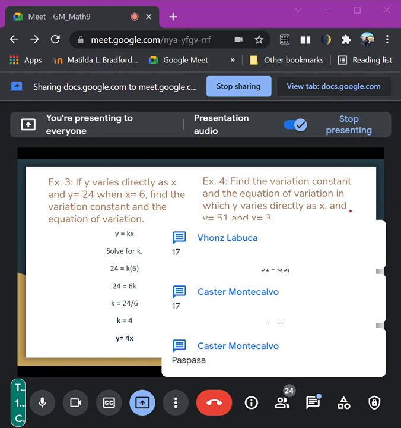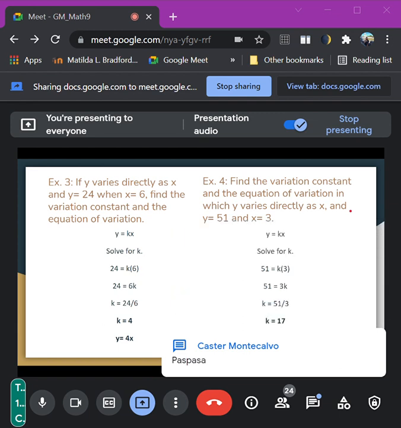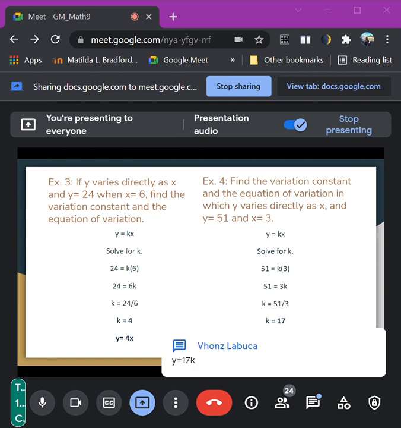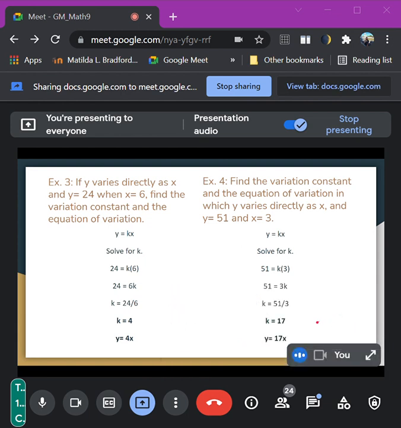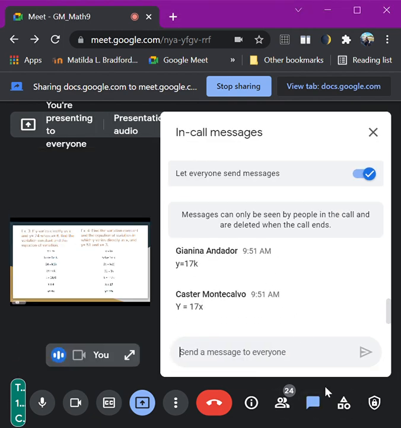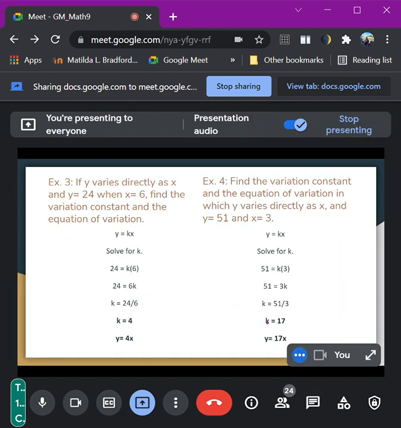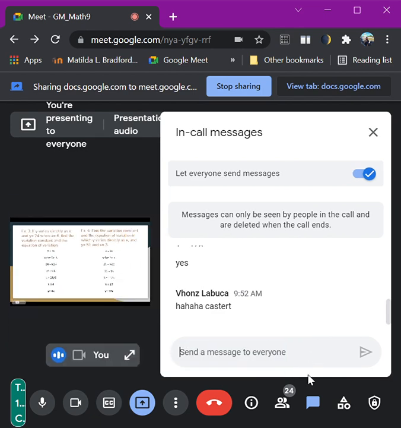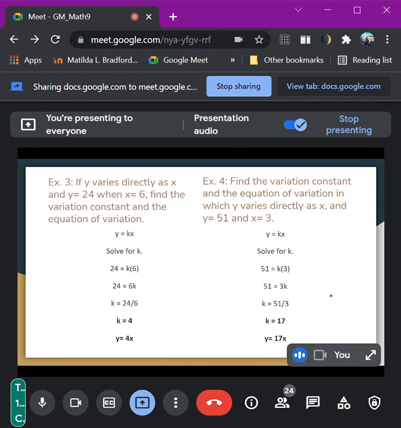Now, what is now your equation of variation? Okay, very good. We have y is equals to 17x, not k. Okay, not k. You have there x, because the constant is already 17. You already substituted it. So, the x is what remains. Okay? Now, questions, class, for example 3 and 4?